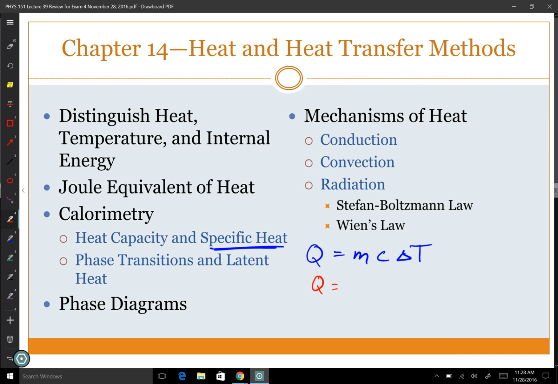There's no T, no delta T, because the temperature is constant during the change. It's going to be the mass that changes phase multiplied by the latent heat of fusion, because it's the one that has to do with the solid-liquid interface. So you have two different heat equations depending on which of the transitions you're looking at.